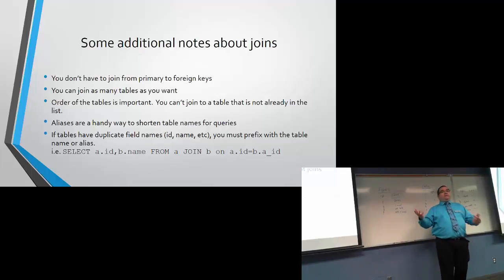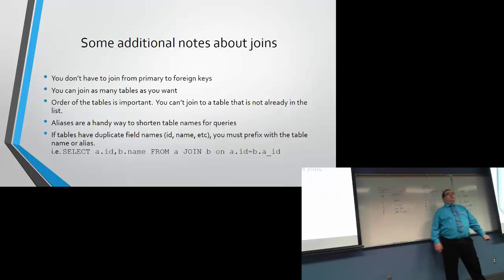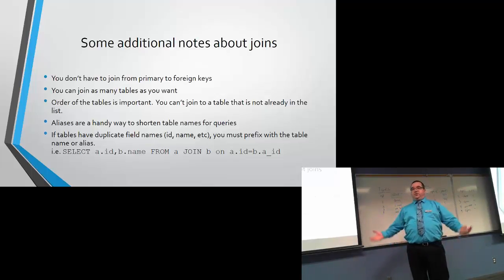Why? Because what's the point of having a primary key and a foreign key if you're not going to use them? You can join as many tables as you want. I happen to have an SQL statement that I use on a regular basis that joins about 14 tables. Why? Because that's just how complicated that piece of data is. There's no limit. Now, there's always a price.